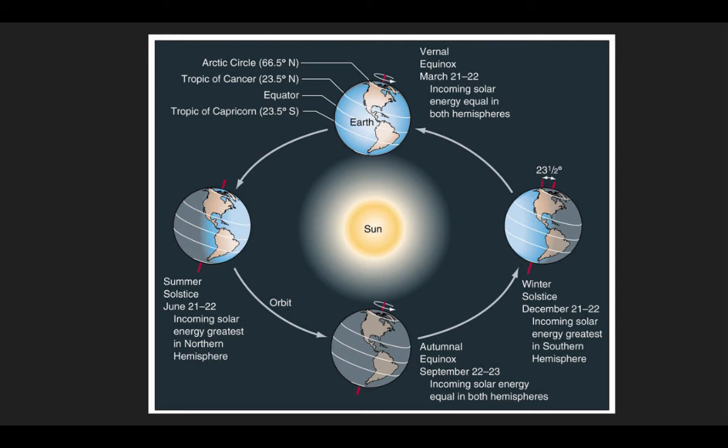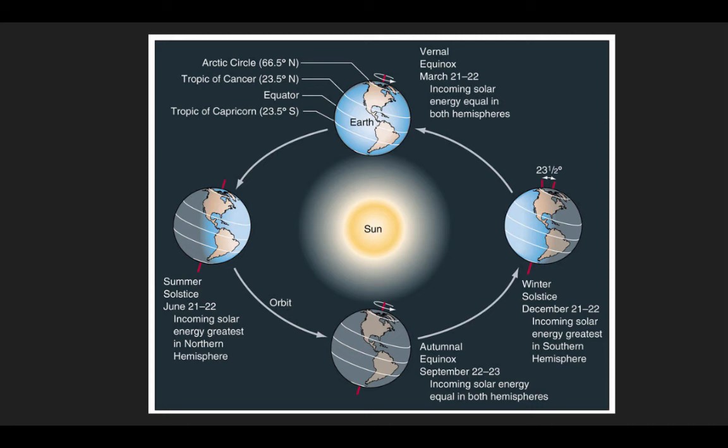After winter, we have spring, and up here at the top we can see that the axis is not tilted toward or away from the sun. It's just there happily in the middle. We have equal amounts of daylight and darkness on March 21st or 22nd. That's our spring or vernal equinox.